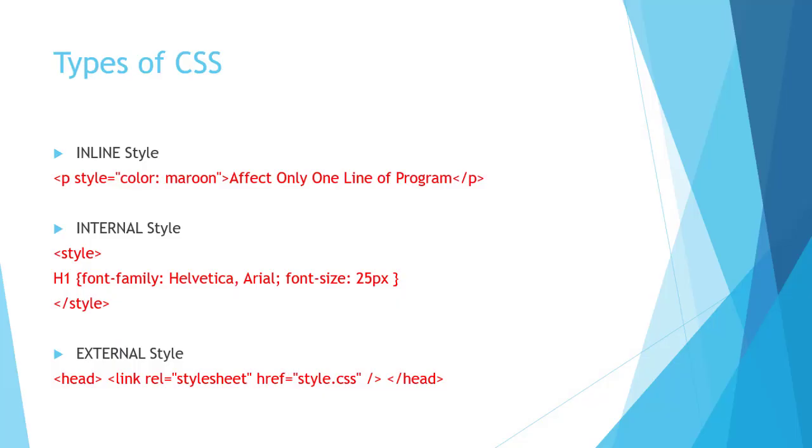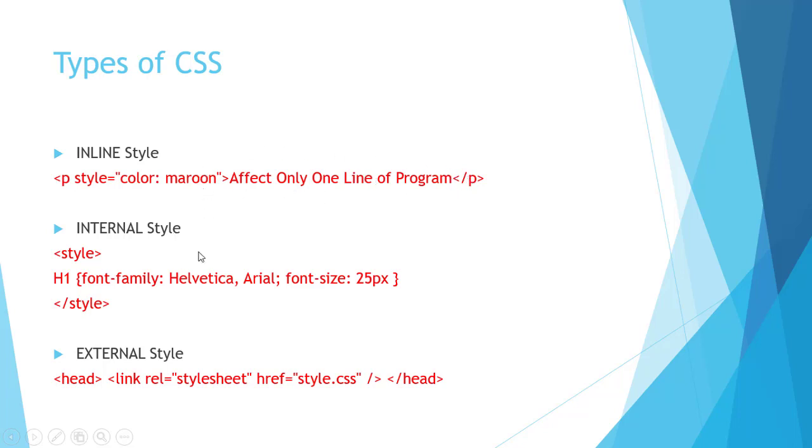So there are three types of CSS. One is inline, second is internal or embedded, third one is external. In the inline style sheet, it is limited to only one line. You have to write the style within that tag. So I have opened this paragraph tag, added a space, and you have to write style equal to your attribute and the value here. You need to close this, and it will affect only this text. So when you close this tag, it will limit it to only this thing.